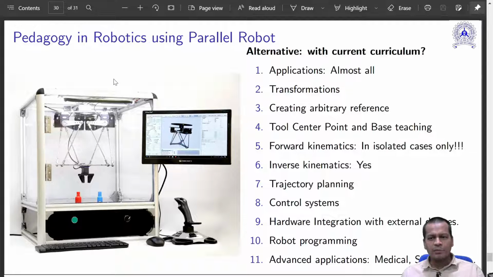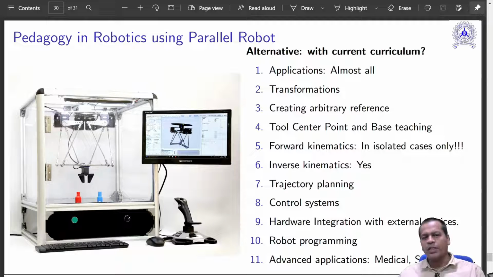So pedagogy in robotics using a parallel robot, is it possible or not, that is what I wanted to discuss. As an alternative to the current curriculum, is it possible? Almost all the things which a serial robot can do can be done with a parallel robot as well. You can demonstrate all the applications because it can go to any XYZ location or any orientation. Definitely you can do pick and place tasks, vision based control, and any programming that you were doing with your serial robot. You can teach your students transformations because the sources are open and you get access to the intrinsic parameters. What you see here is that creating an arbitrary reference can also be done, as you have just seen in that demonstration.